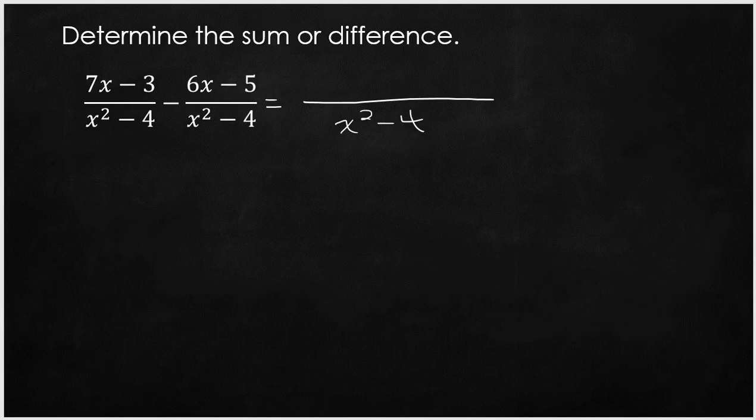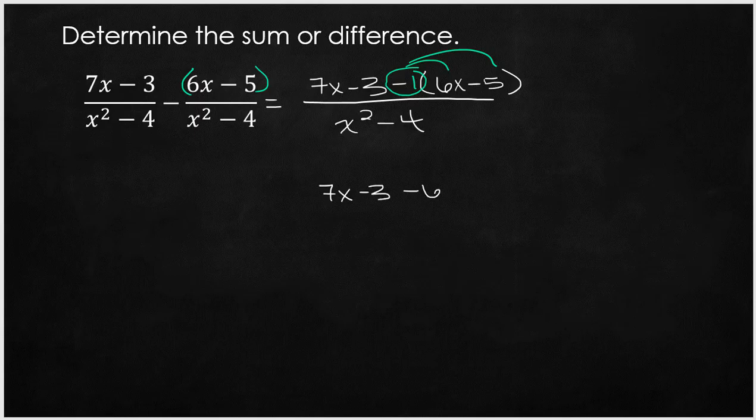Now up here in the numerator, go ahead and put parentheses around this part just so we don't forget. And we get 7x minus 3 minus 6x minus 5. And just for a little visual reminder, I like to put a negative 1 right here in front. And then I do a little circle so I remember to distribute. Again, it's just a little visual reminder so I don't forget. So we get 7x minus 3 minus 6x plus 5.